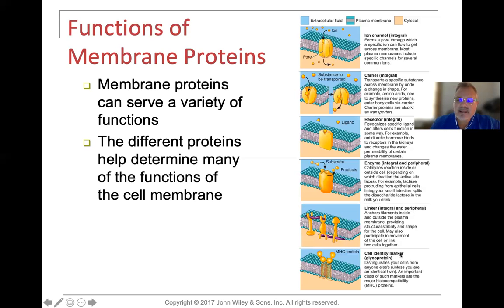Okay, and then cell identity markers. These cell identity markers are glycoproteins that we saw hang out along the cell membrane. This is what helps distinguish your cells from someone else's cells. It's an important class of markers called MHC, major histocompatibility. It tells the body, hey, I'm a kidney cell, or I'm a neuron, or I'm a liver cell, or I'm a stomach cell. It's the difference between someone who's blood type A versus someone who's blood type B.